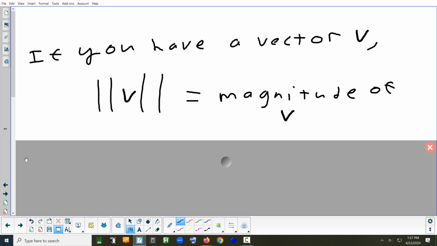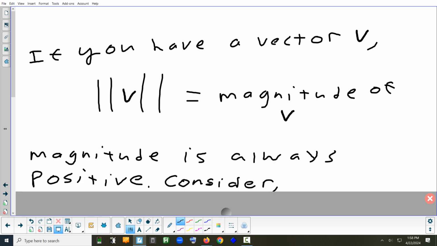So what kind of number do you think magnitude always has to be? It's measuring how long something is. What's positive? Yeah, it always has to be a positive number. Magnitude is always positive.